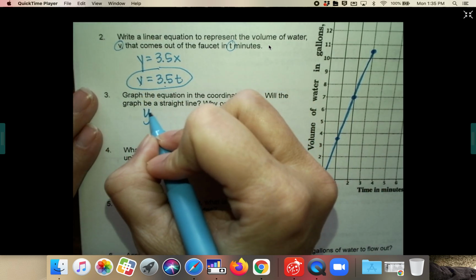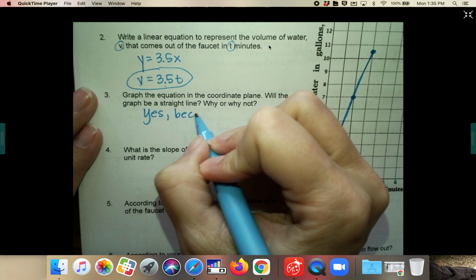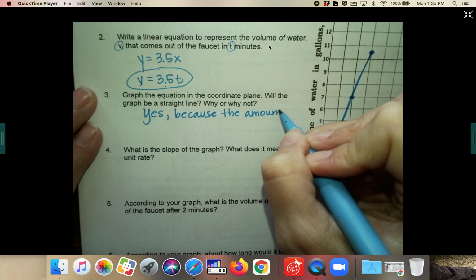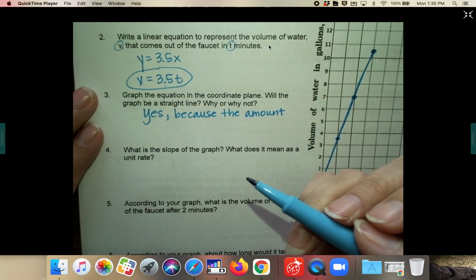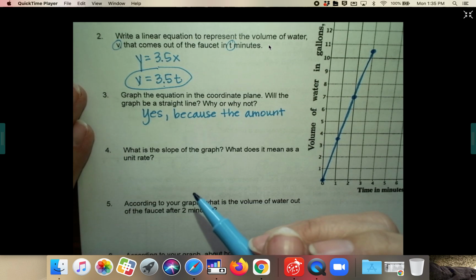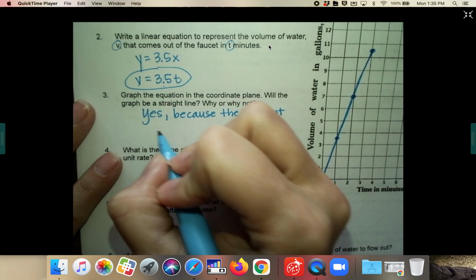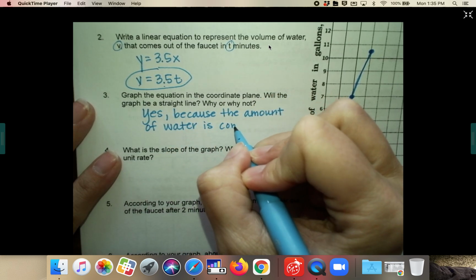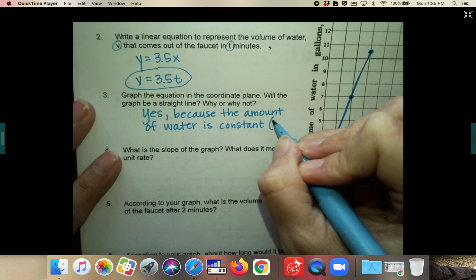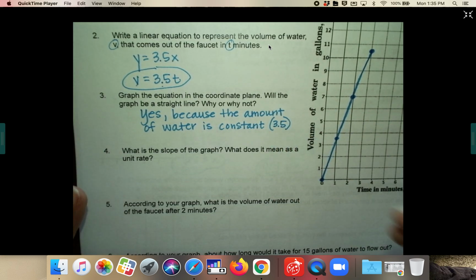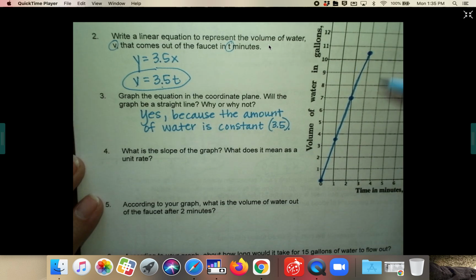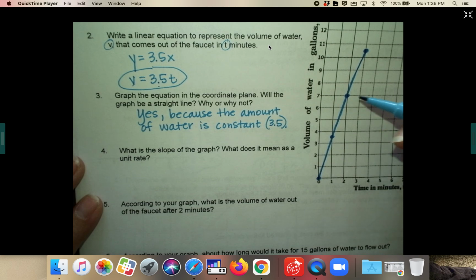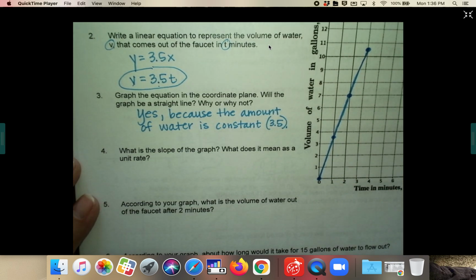It is absolutely yes, because the amount of water is constant. If we were talking about a different number each time, 3.5 sometimes and 8 another time and 1 another time, it would not be a straight line. But because the amount of water is constant, and you can even put that it's constant at 3.5, that is what specifically makes it a straight line. Every 1 more minute is another 3.5 gallons. Another minute, 3.5 more. Another minute, 3.5 more. It's always that constant same rate.